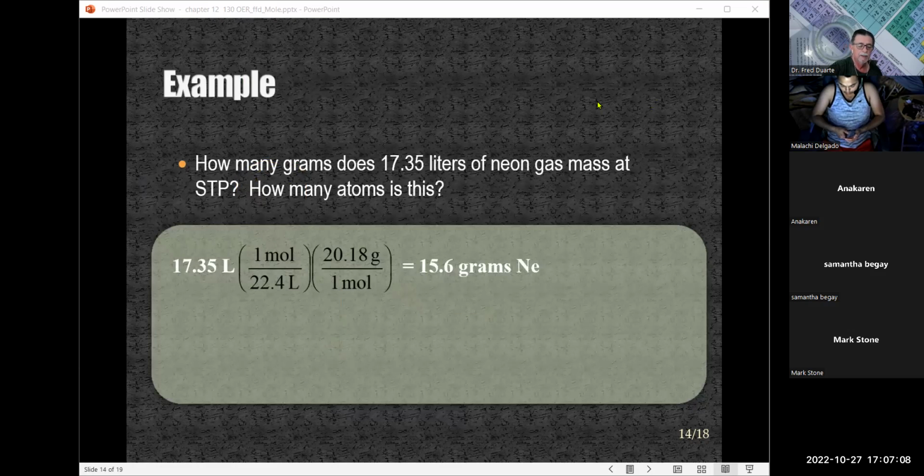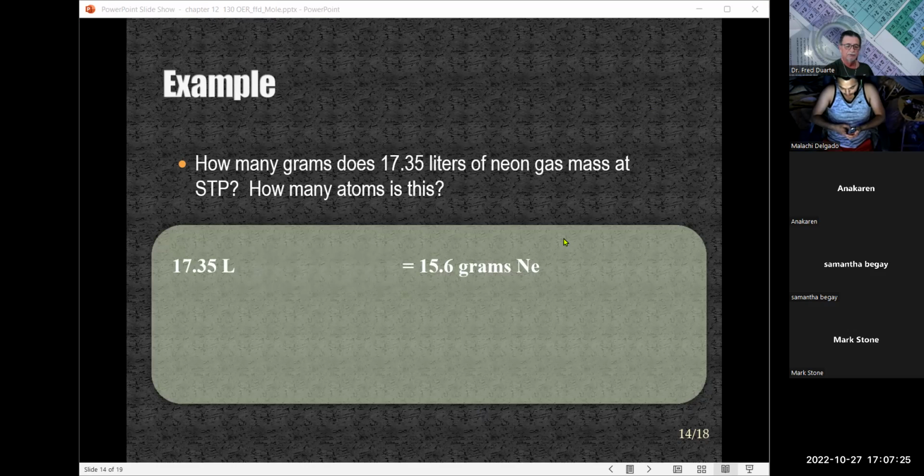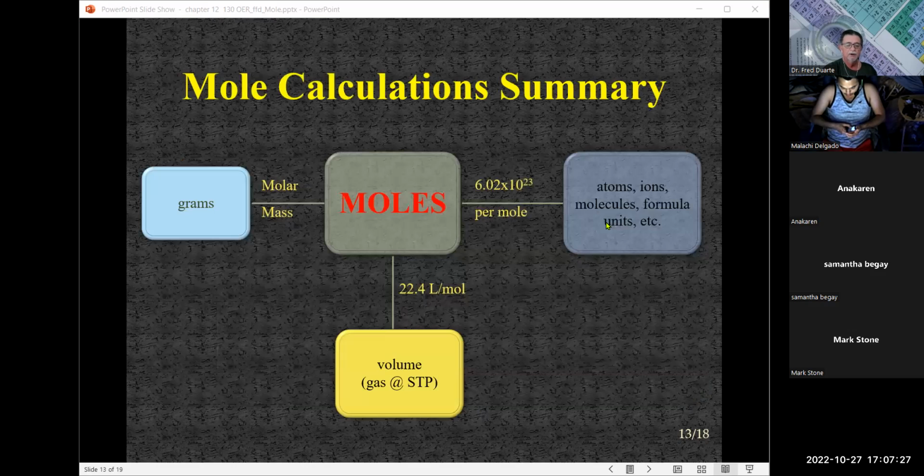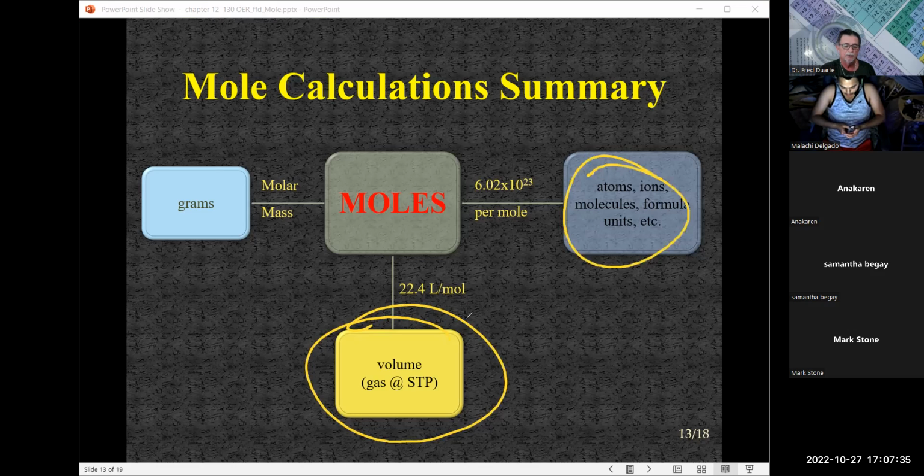And there you go. Okay, from that point, there's a second part of that question. It's asking you, how many atoms is this? If I have 17.35 liters, how many atoms does that correspond to? Well, let's look at the flow chart. Okay, the flow chart, we are here. And now we want to know how many atoms. So we're going in that direction right there.